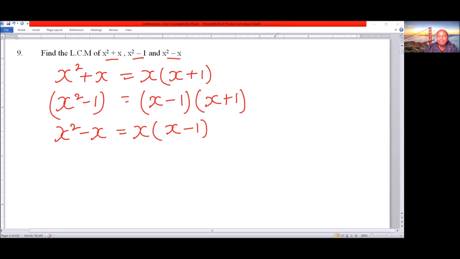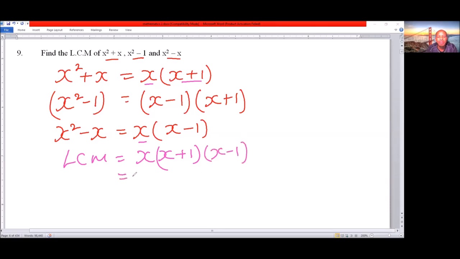So from there, we can get the LCM. So we start with x, which is common here. Then we take x plus 1, x plus 1, and x plus 1. And then finally we have x minus 1, x minus 1.